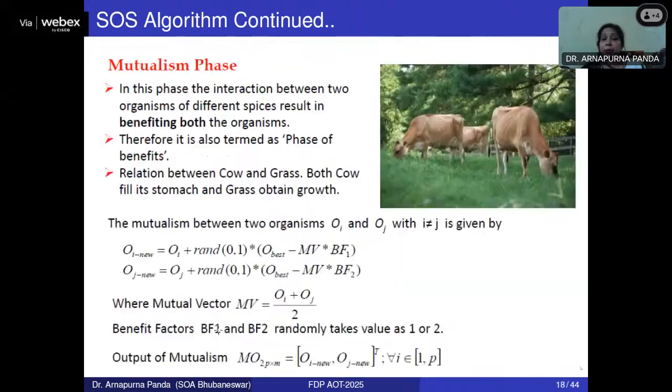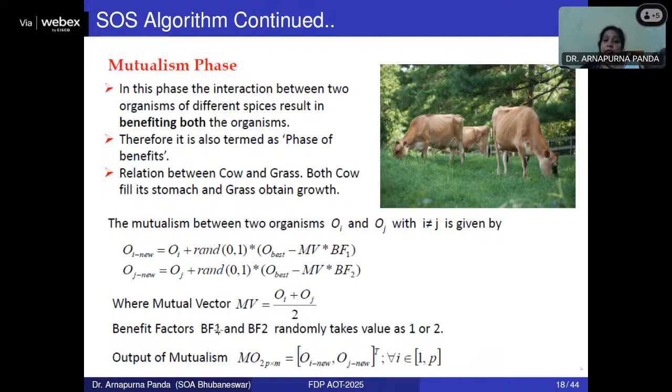Then in the mutualism phase, what happens in this phase? Interaction between two organisms happens. That means in this interaction, both organisms are benefited. For example, when grass and cow interact with each other, the cow finds its food from the grass, and the grass develops by itself. So grass and cow both are benefited by this phase. So here both organisms are updated by the equation OI new and OJ new. OI and OJ are the first organisms, and the updated organisms are OI new and OJ new.